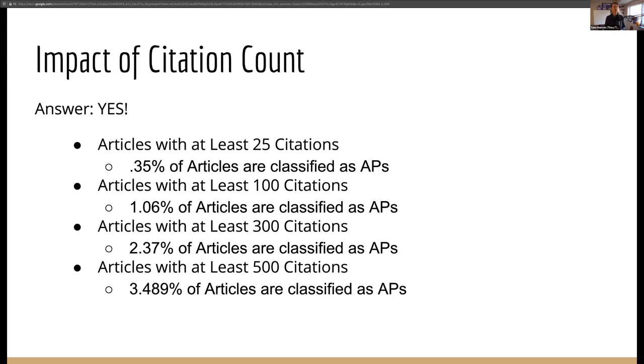So if you look at just those with 25 citations, you get 0.35. So that's still less than social sciences mathematical methods, just as a subject with all papers. But for 100 citations, we've now increased an order of magnitude. And then if we look at 300 citations, we double that, and then we get up to 3.489% if you look at only papers with 500 citations. So that's 3 out of every 100 papers that have at least 500 citations could also be considered an Awoken paper.